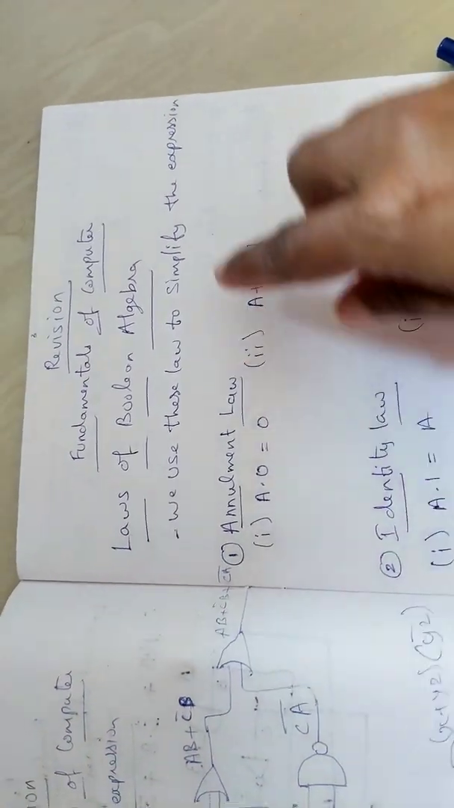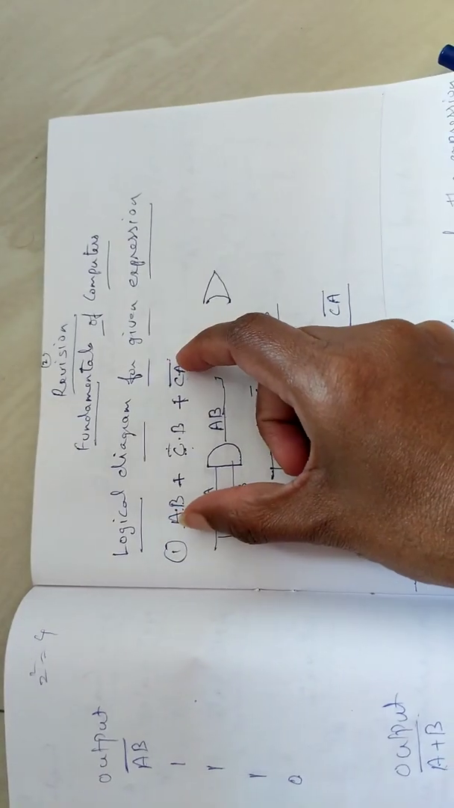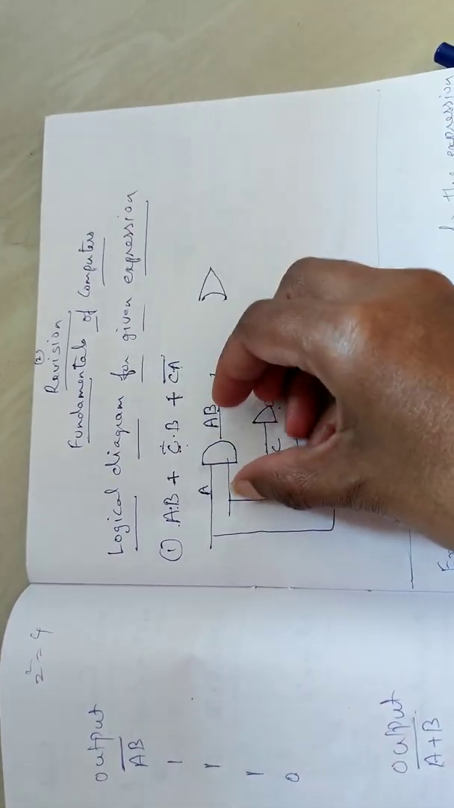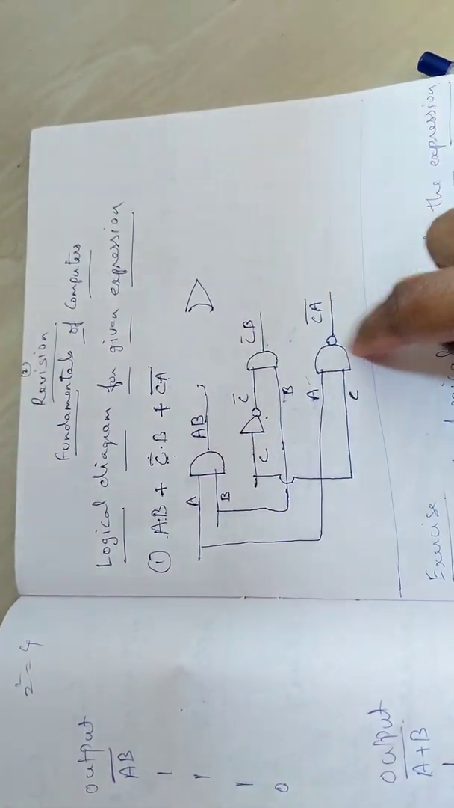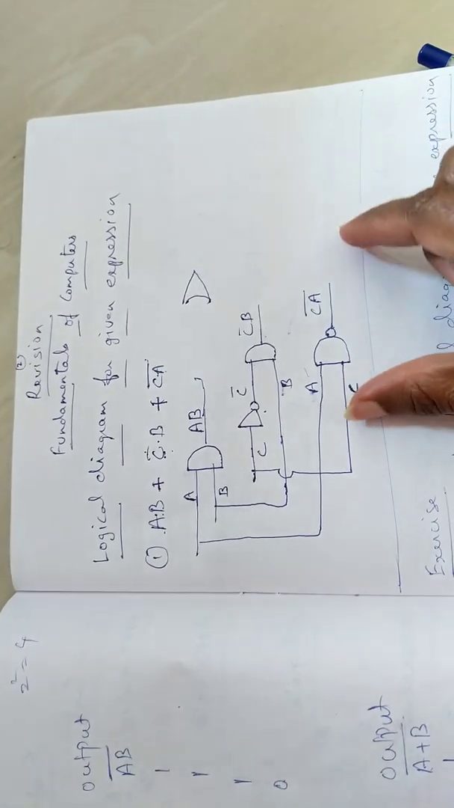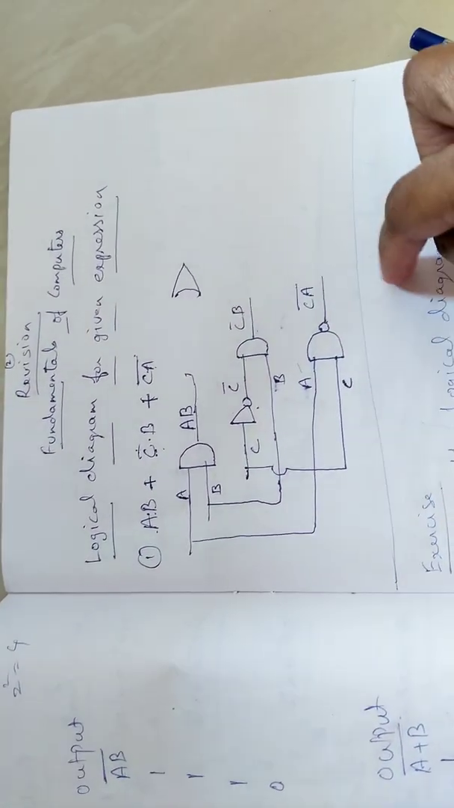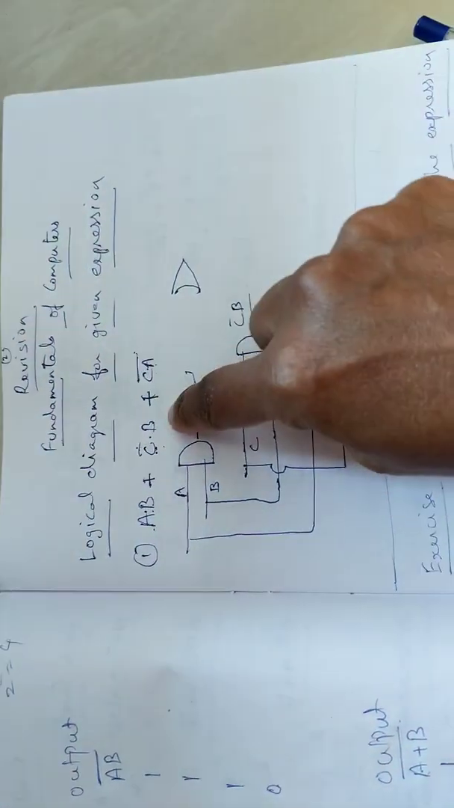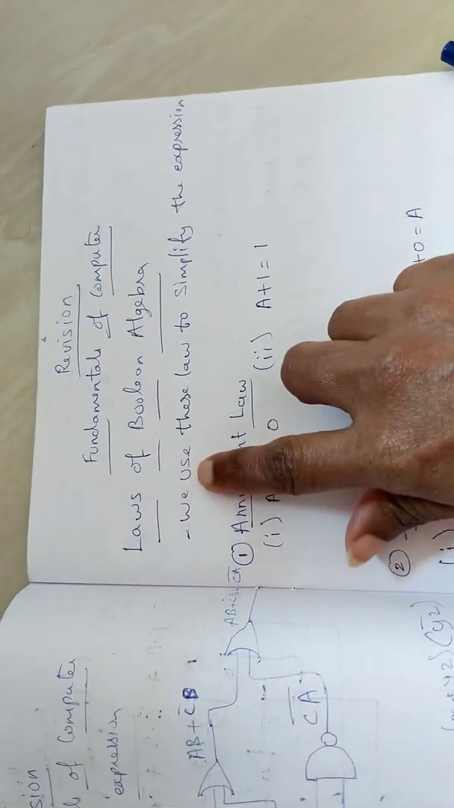So what is the need of these laws? If I have these laws, I can simplify the expression. By simplifying the expression, the gates which I am using can be reduced, so I can reduce the gate design. To simplify my expression, I need to learn certain laws. That is what we are going to see today.